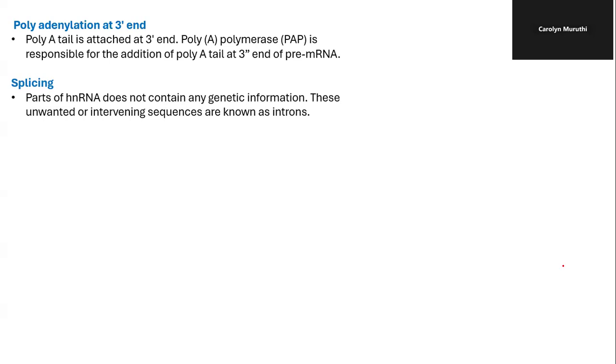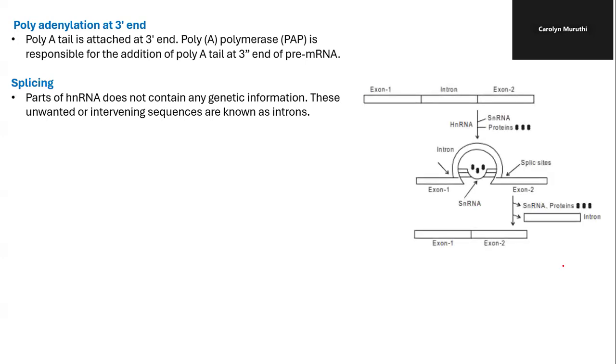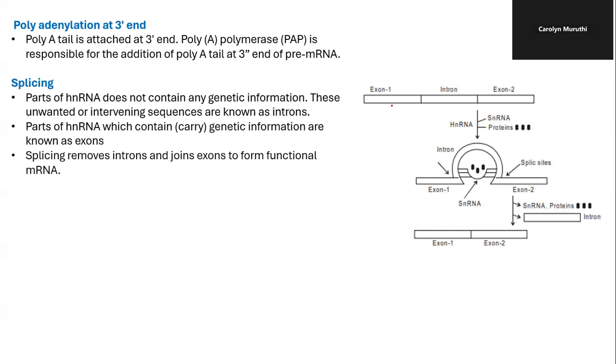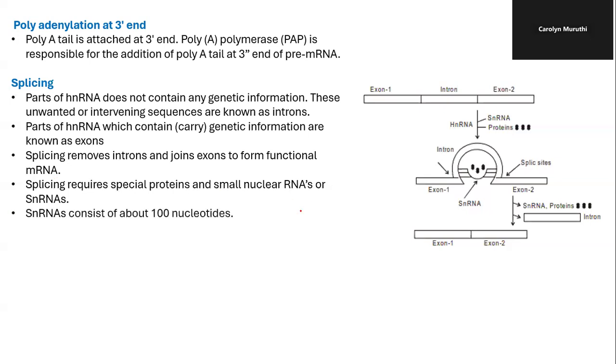Some regions will not contain the gene of interest, and these are known as the introns. So they do not contain any genetic information, and therefore they have to be spliced. The regions that contain the genetic information are known as the exons. So splicing removes introns and joins exons to form a functional messenger RNA. And so it requires special proteins and also small nuclear RNA, which consists of about 100 nucleotides.